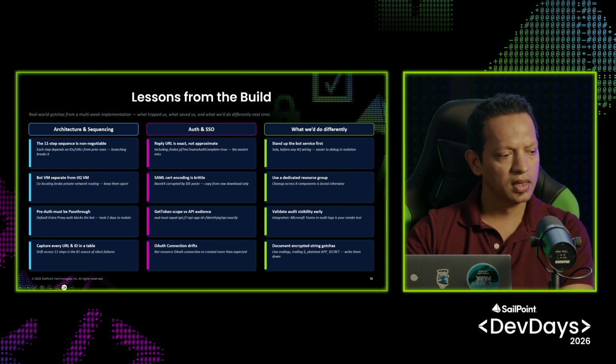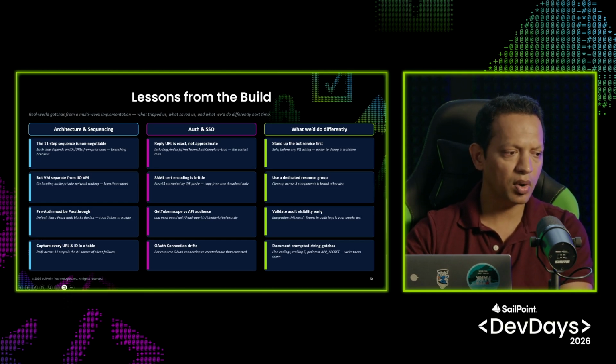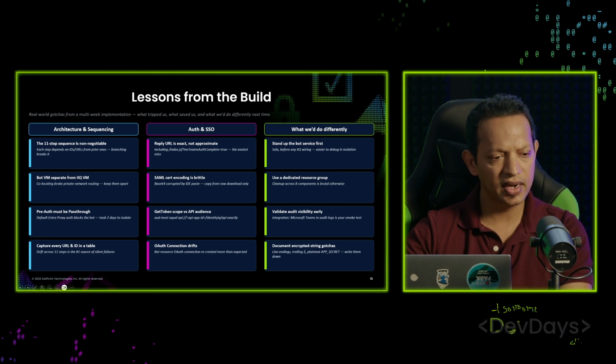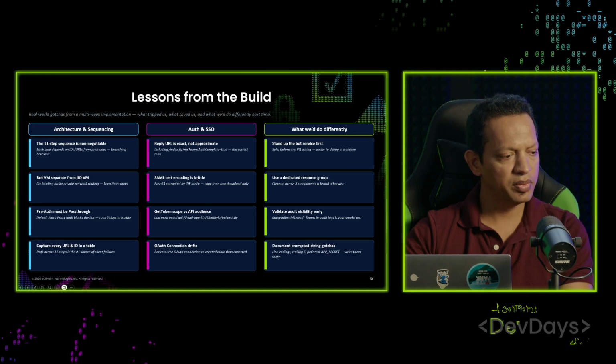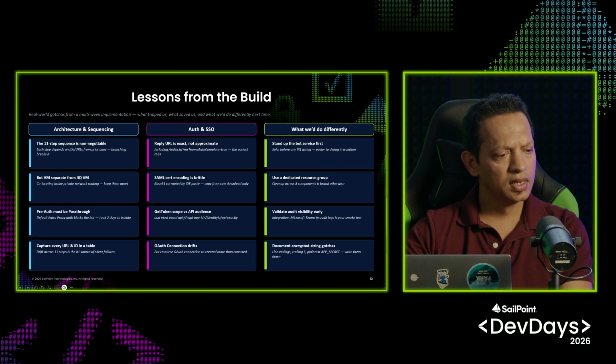For example, if the port is not open, or if communication is not happening between IIQ and the bot server, or the connector server and the bot. All of this needs to be validated before you start testing the integration. Also, the configuration needs to be copied exactly as is.